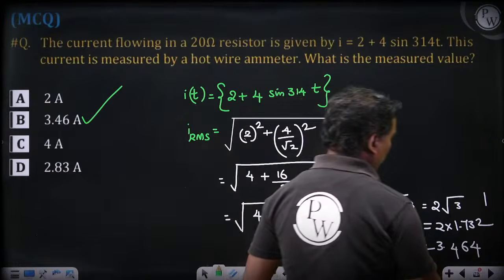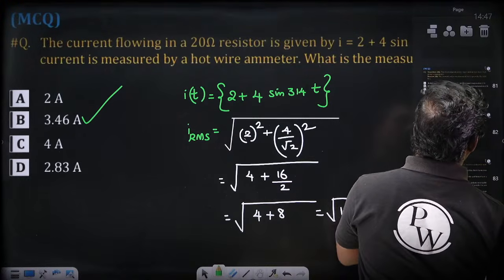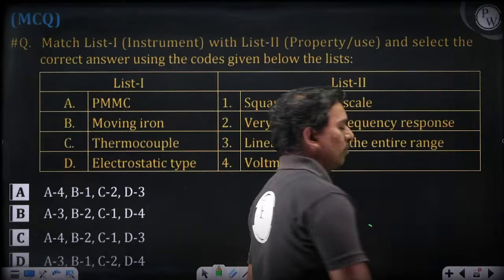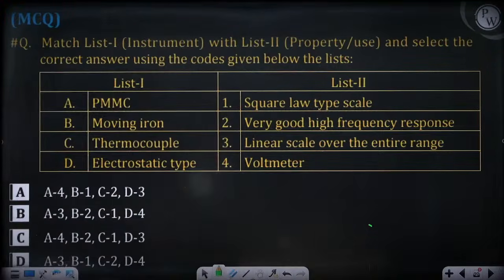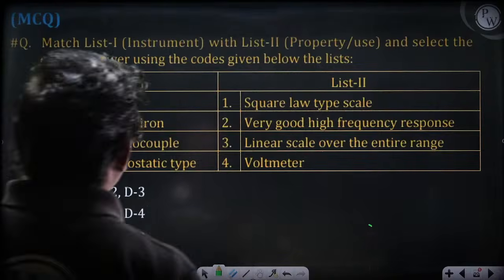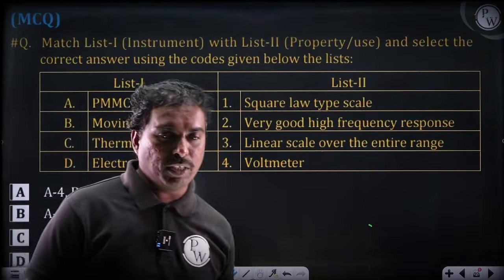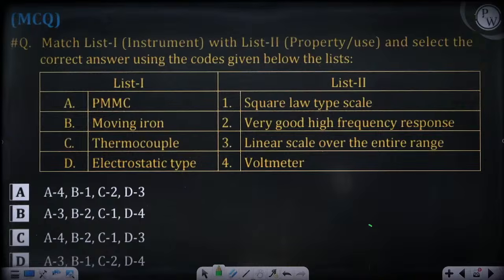So let us go for another question. Answer this question. Yes, Sujata, answer this question. Match list 1 with list 2 and select the correct answer using the codes given below. In list 1, PMMC is given, moving iron is given, thermocouple is given, electrostatic type is given. In list 2, their features are given.